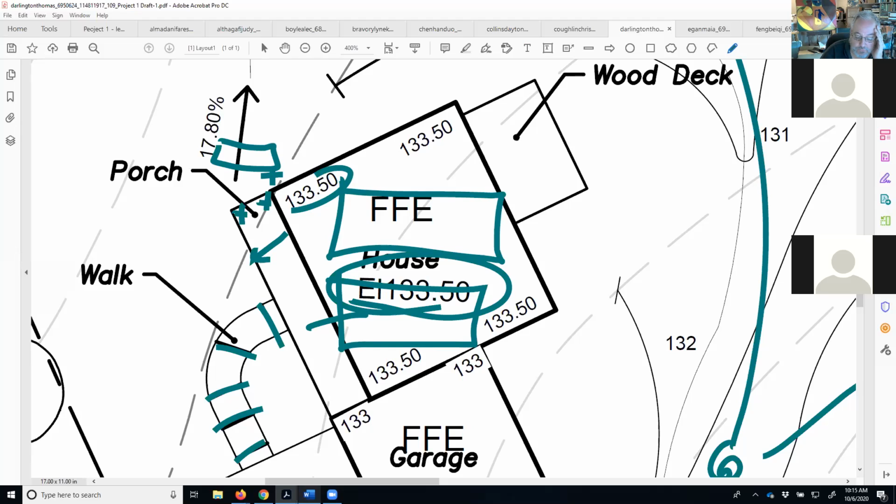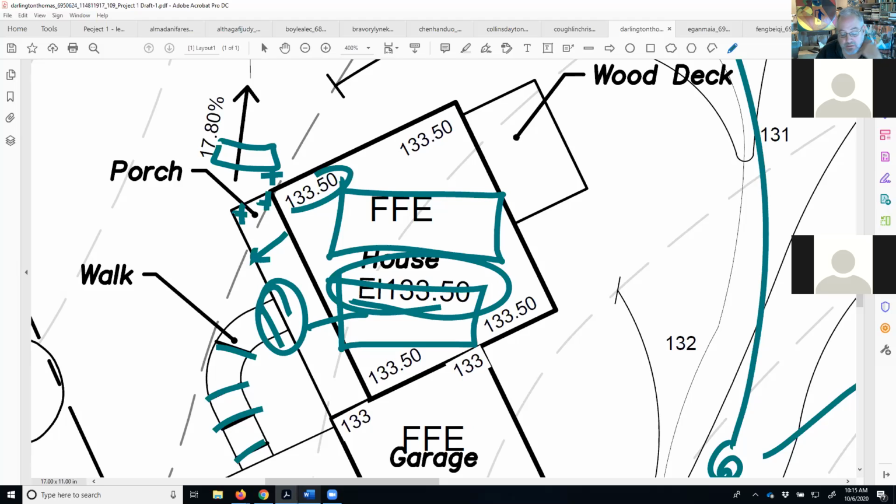Either way is fine with me. You may set it with a FFE, or you may set it with spot elevations. The porch, of course, can be 6 inches below the house if you wish. It doesn't have to be. The garage may also be 6 inches below the house as you have it, and it doesn't have to be. You can even put a 6-inch step right there if you wish.